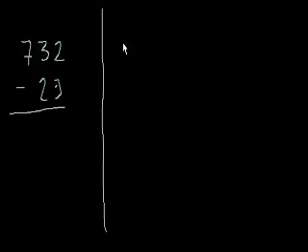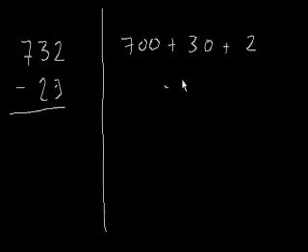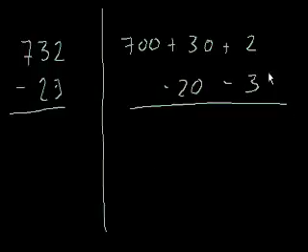Well, we just learned that's the same thing as 700 plus 30 plus 2 minus 20 minus 3. Well, we see this 2. 2 is less than 3, so we can't subtract. Wouldn't it be great if we could get a 10 from someplace? Well, we could get a 10 from here. We make this into a 20 and add the 10 to the 2, and we get 12.